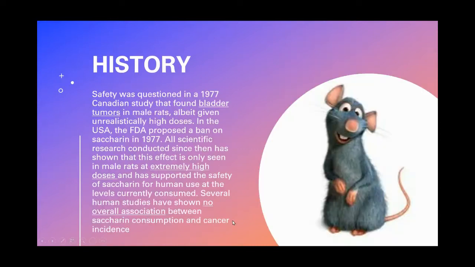The safety was questioned in a 1977 Canadian study, which found bladder tumors in male rats given unrealistically high doses. In the USA, the FDA proposed a ban on saccharin in 1977. All scientific research conducted since then has shown that this effect is only seen in male rats at extremely high doses, and has supported the safety of saccharin for human use at the levels currently consumed. Several human studies have shown no overall association between saccharin consumption and cancer.